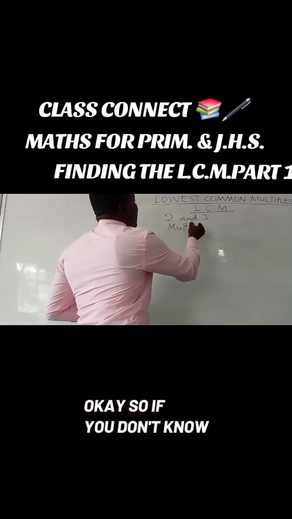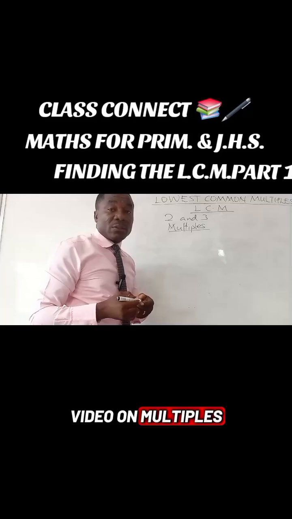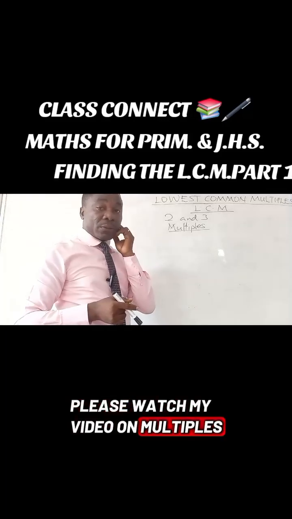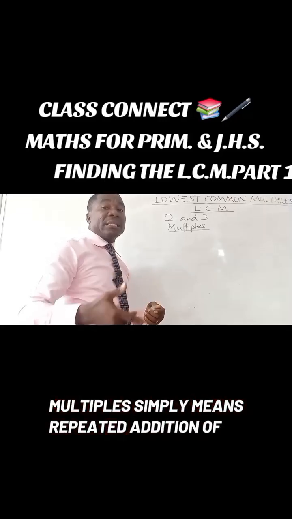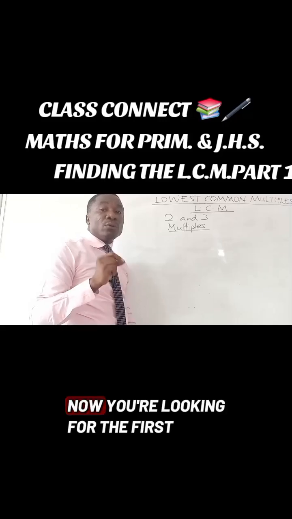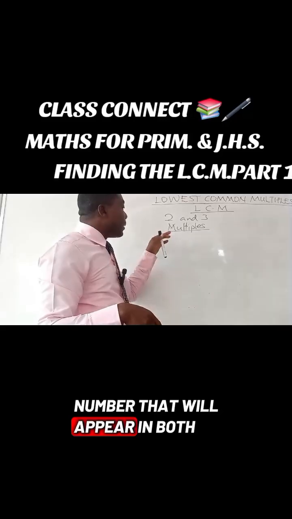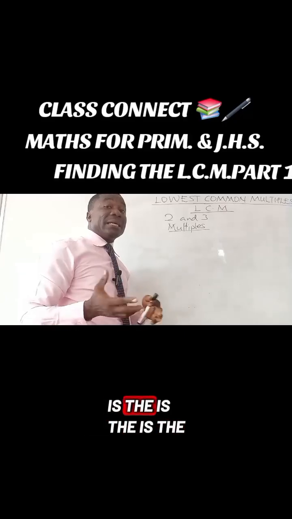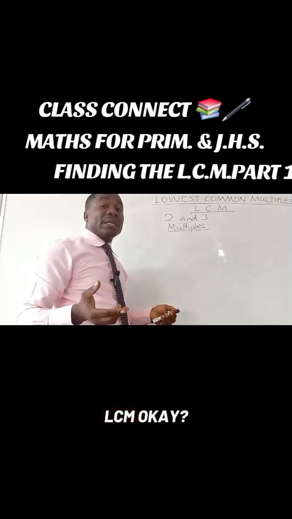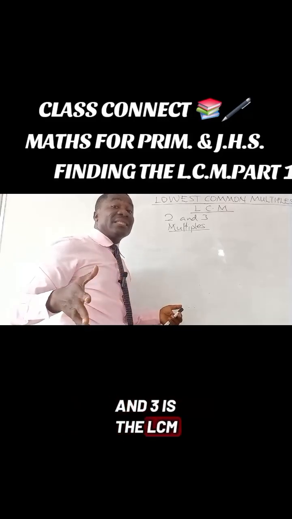Okay, so if you don't know what multiples are, please watch my video on multiples and then you will understand it. Multiples simply means repeated addition of the number. Now, you are looking for the first number that will appear in both 2 and 3. The very first common number that appears in both 2 and 3 is the LCM.